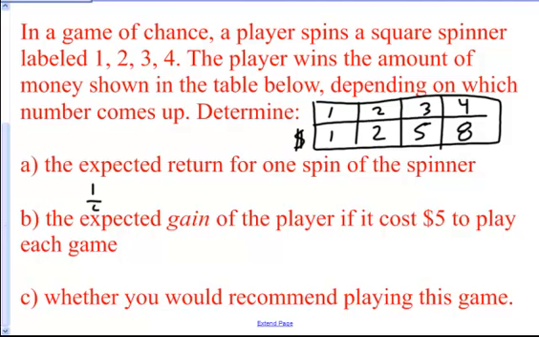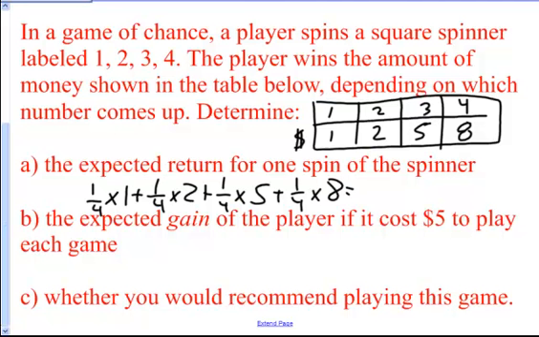A spinner has 4 sides, so everything has a 1/4 chance of getting landed on. If we multiply this out and then add them all up, we'll get 16 over 4, which is about $4. That is our expected yield, or what we are expecting to get.